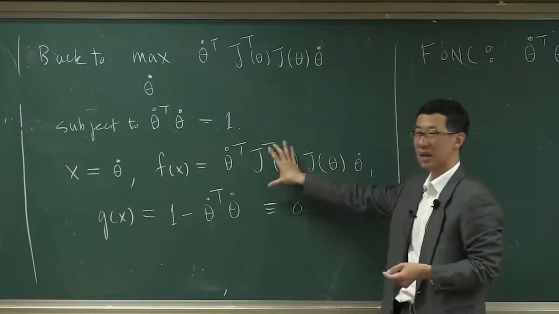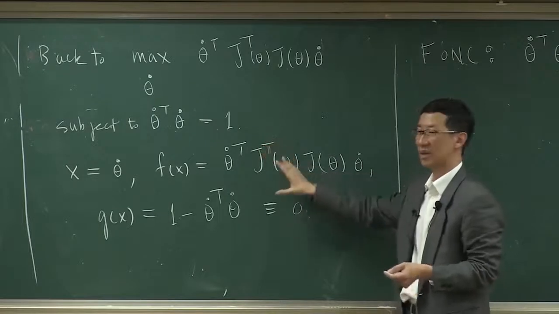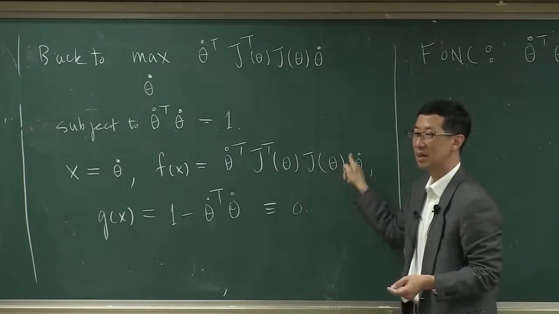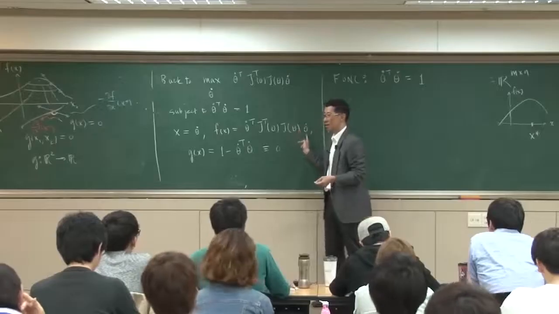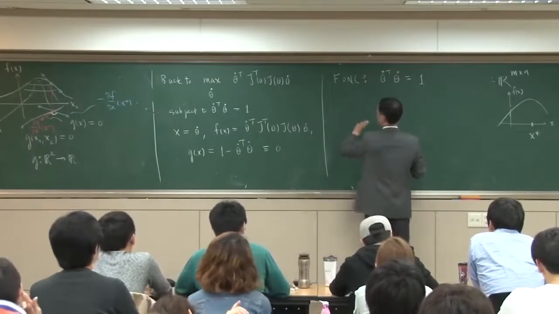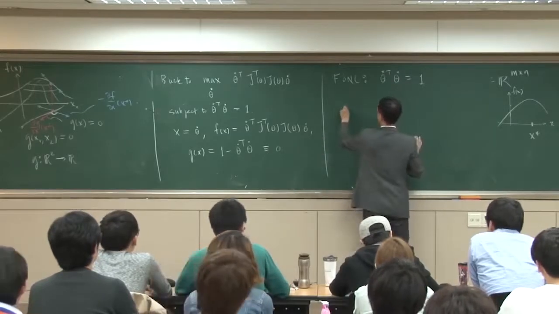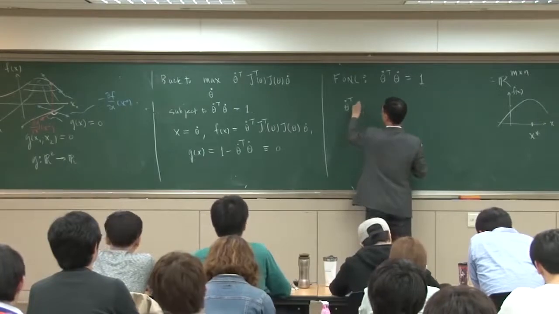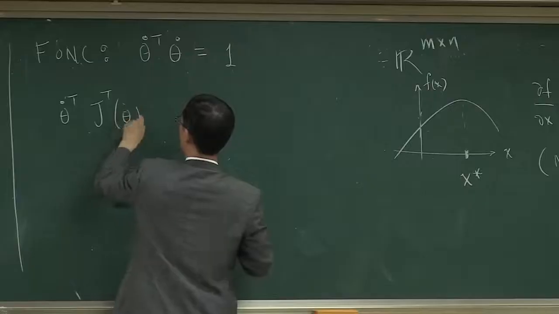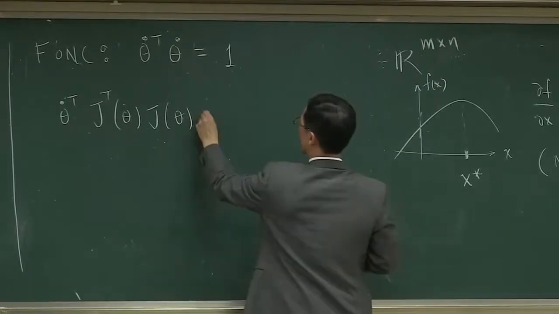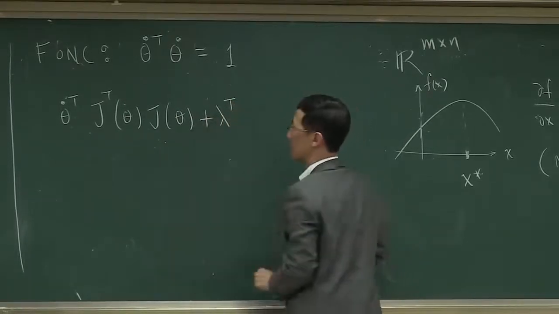And there's theta dot nowhere else. This is theta, so don't worry about that. Think of this as a constant matrix. Theta dot squared. If we take the derivative with respect to theta dot, what we're going to get is theta dot transpose J transpose J.